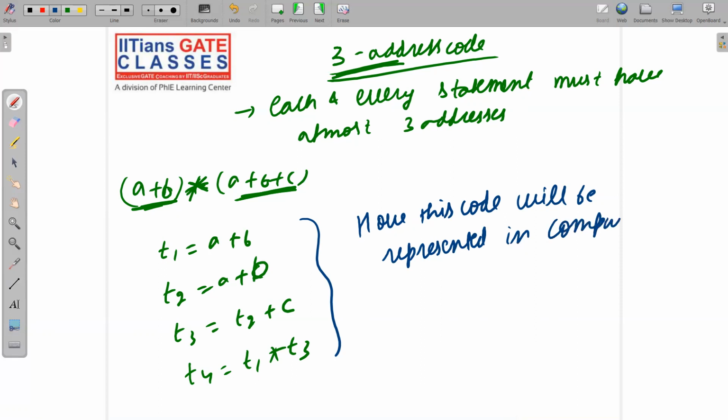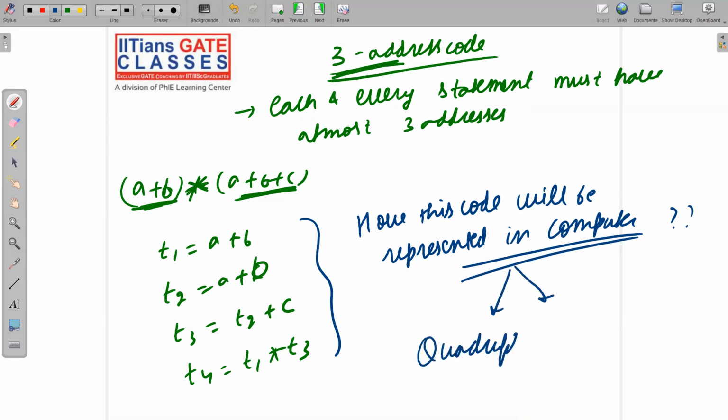Represented in computer, or you can say stored in computer. Okay, so for that we have 2 ways. First is quadruple and second is triple. Okay, let me show you that in the next slide. Please pause the video and note it down.